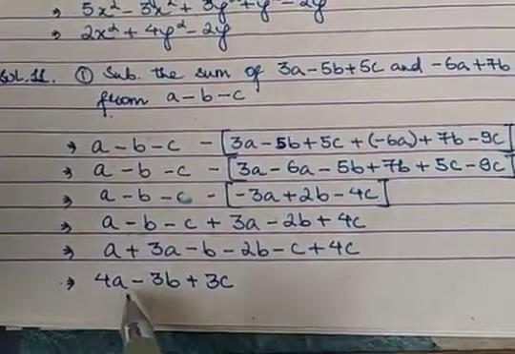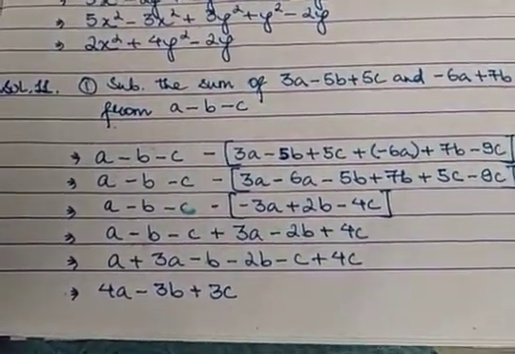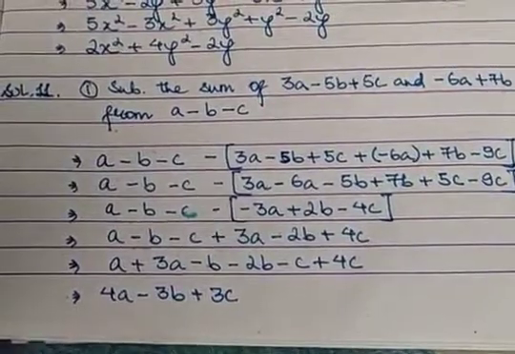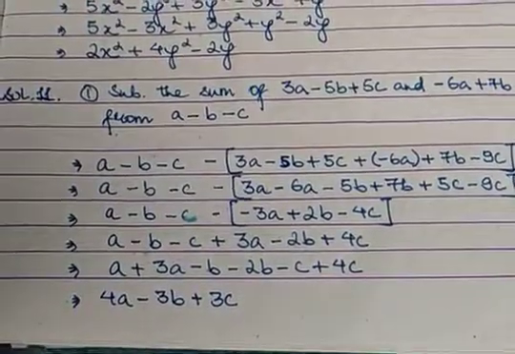Now we can finish up our sum here, isn't it? Because what we have here, lastly, we got 3 unlike terms. Okay, so I hope you could understand the topic, today's topic.